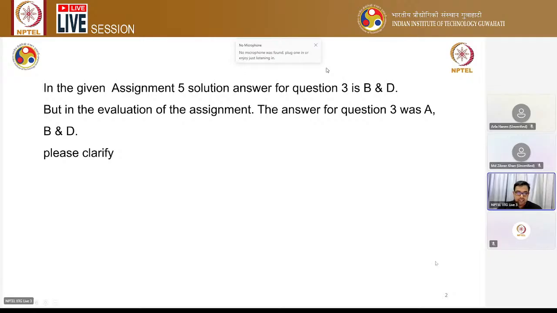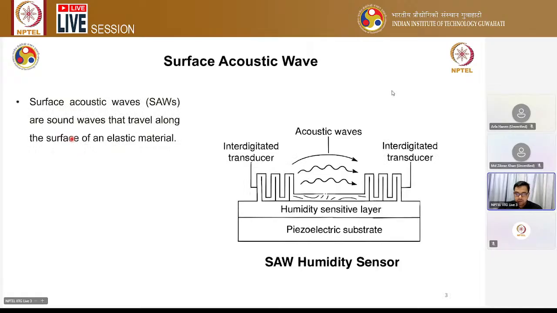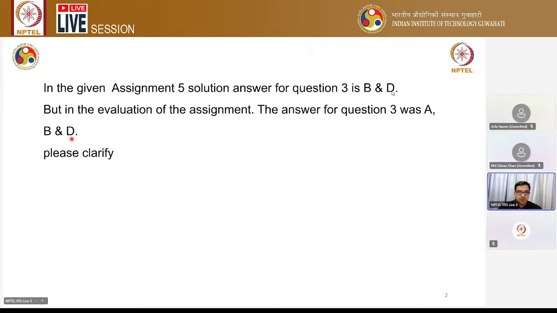The first doubt is by a student who has mentioned that in the given assignment 5 solution, the answer for question 3 is B and D, but in the evaluation of the assignment, the answer for question 3 was A, B, and D. Please clarify. The question is related to a SAW sensor, and option A was coming redundantly. It was not required. So the actual answer is B and D.